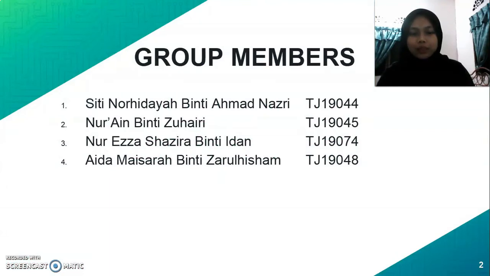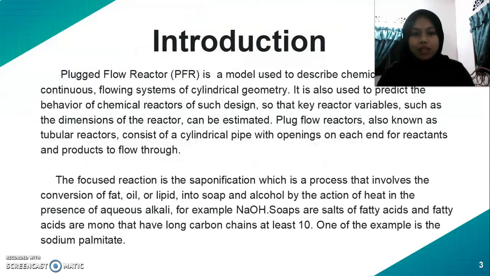As for myself, my name is Siti Nurdaya binti Ahmad Nazri and my matrix number is TJ19044, and the other members included Nur Ain binti Zuhairi, Nur Eza Shazira binti Idan, Aida Maisarah binti Zalul Hisham. I will be presenting about the introduction and also the calibration curve.